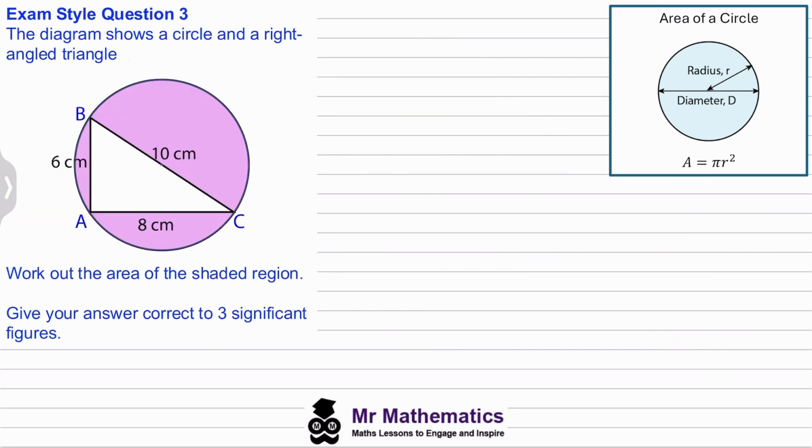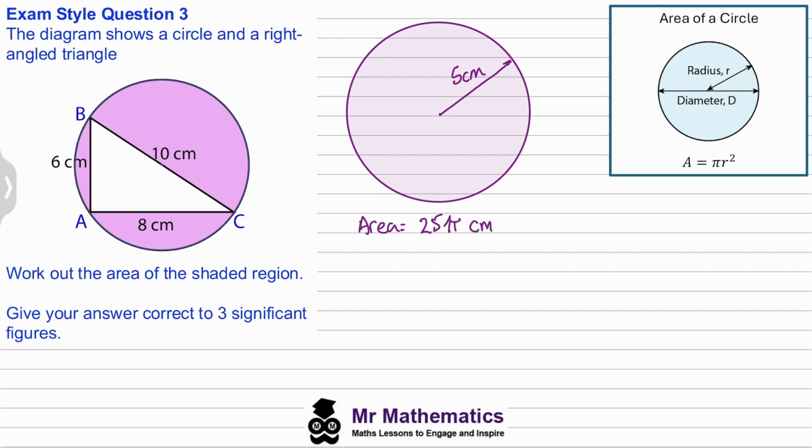So in our final question, we're told that the diagram shows a circle and a right-angled triangle, and we've been asked to work out the area of this pink shaded region, giving our answer to 3 significant figures. So do you want to give this question a go? So how did you get on with that? If we think about the big circle, we work out the area of this. We know it's got a diameter of 10 centimeters, so this will have a radius of 5. So this will have an area of 25 pi centimeters squared.